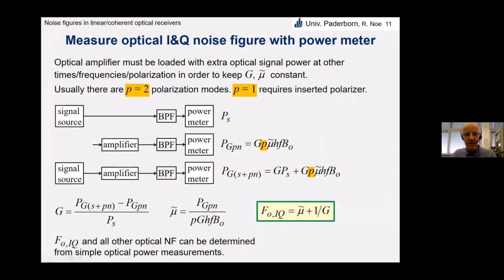We can measure the optical noise figure easily. We measure the signal power alone. We measure the amplified noise power behind an amplifier. Here we get a factor of 2 usually because there are 2 amplified polarizations. And we measure the power with signal and noise. And from these 3 measurements, we can calculate the gain, and we can calculate the input referred number of noise photons per mode.